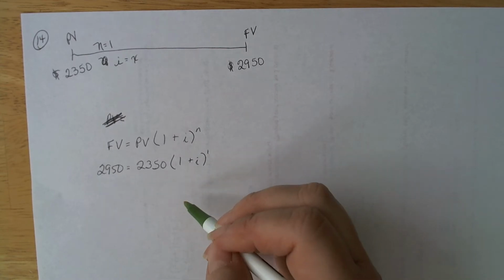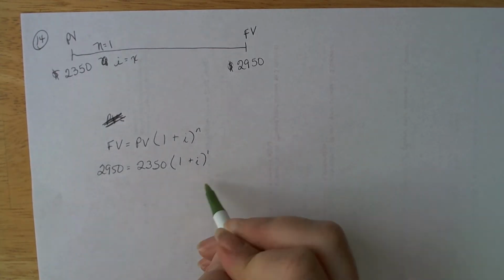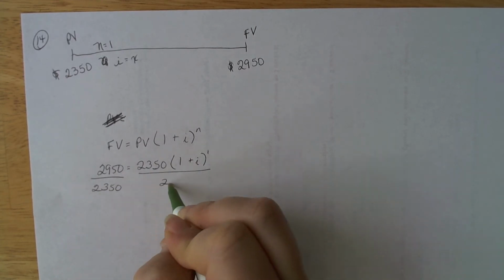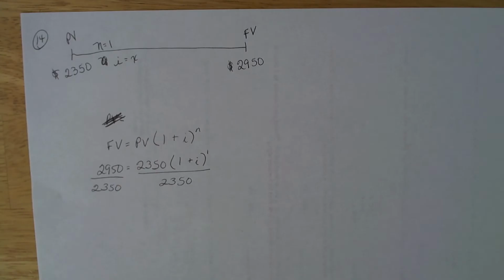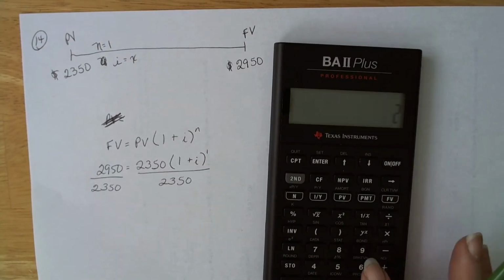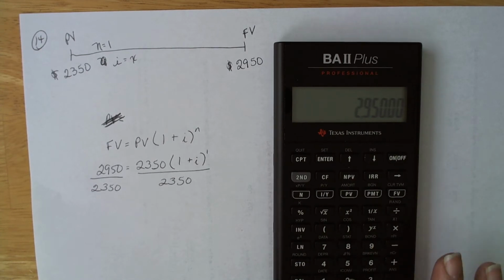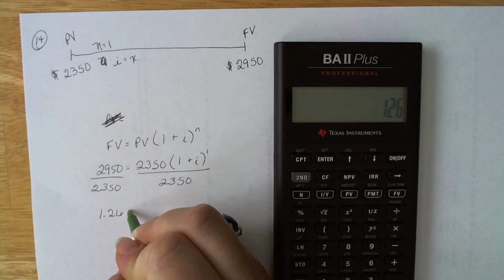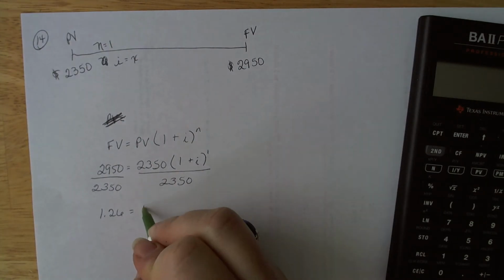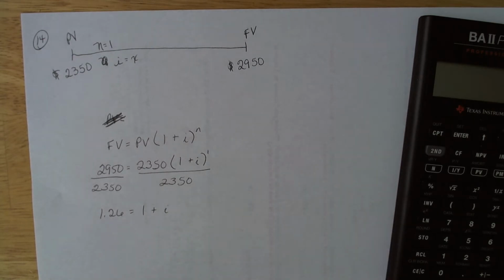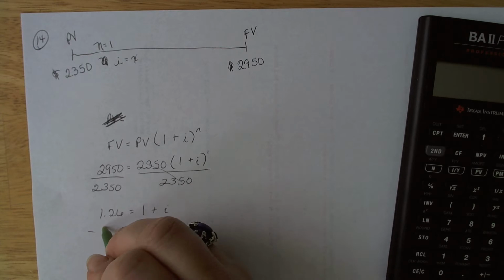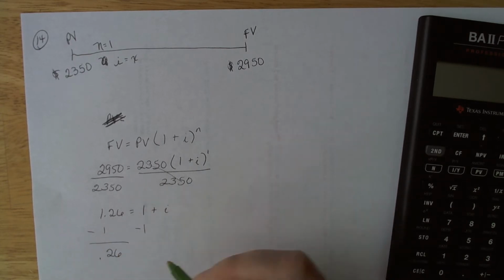So in this case, the first thing that I would do is divide. I'm trying to get I by itself, so I would divide both sides by $2,350, and when I do that, 2950 divided by 2350 is going to give me 1.26, which is 1 plus I, because this cancels out. Then when I take away 1 from each side, it's going to give me 0.26, which is equal to I.